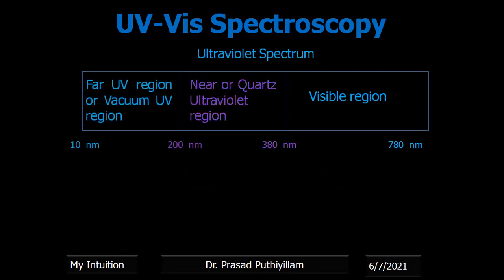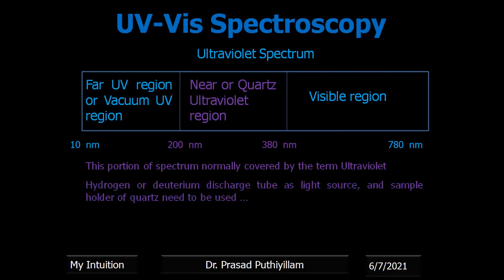In which if you use only 200 nanometer to 380 nanometer, we are not using the visible region, then we call it pure ultraviolet spectrum or ultraviolet region, which is near ultraviolet, or we call it quartz ultraviolet. The word quartz ultraviolet means that if you want to analyze a sample, the sample holder we use should be made of quartz, and the light source should be a hydrogen or deuterium discharge tube, which can give light intensity of this particular wavelength from 200 nanometer to 380 nanometer.